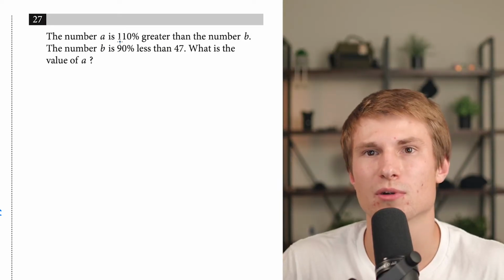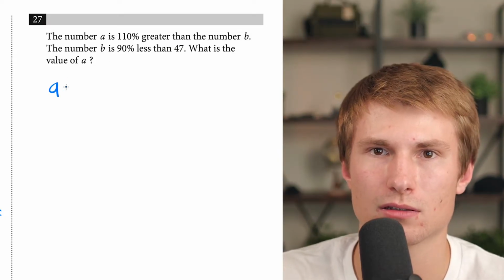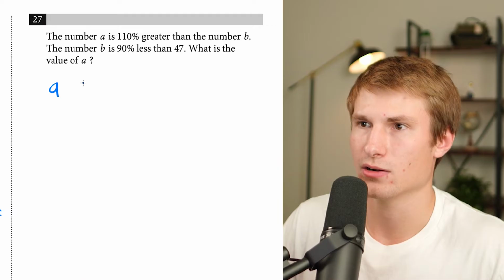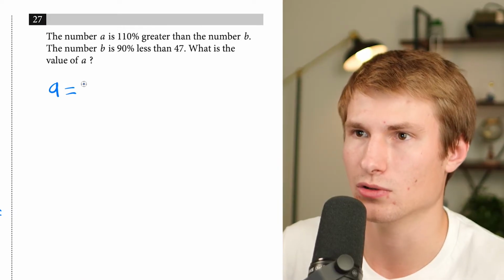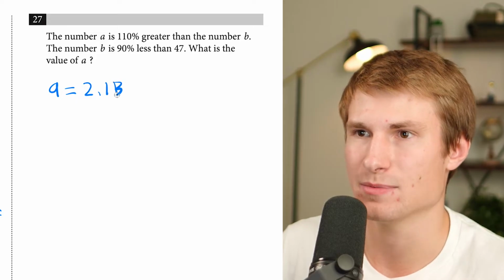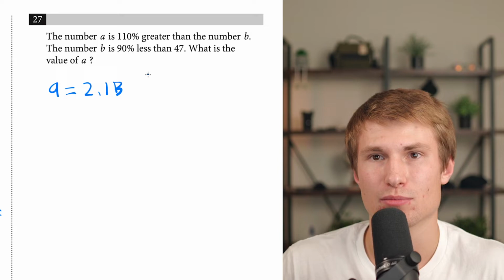Question 27: number A is 110% greater than number B. So A is equal to 2.1 times B, since it's 110% greater than number B. It's not 110% of B.